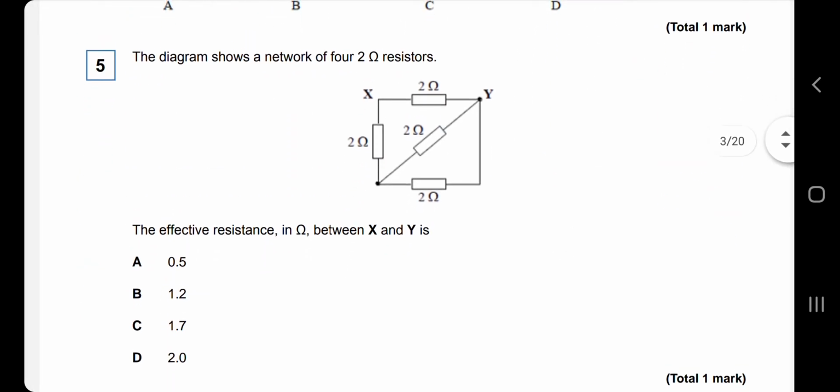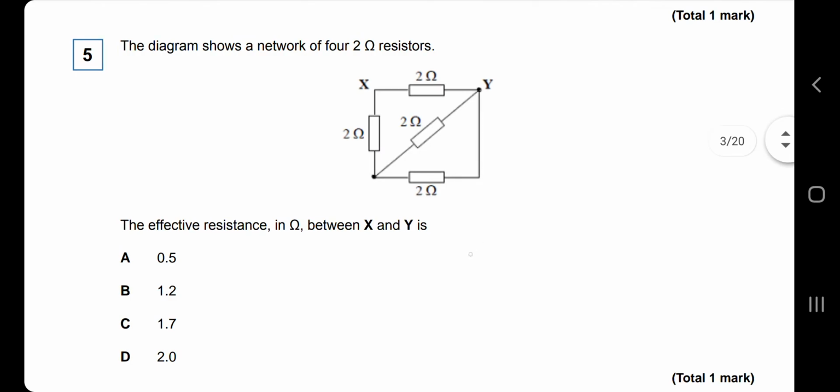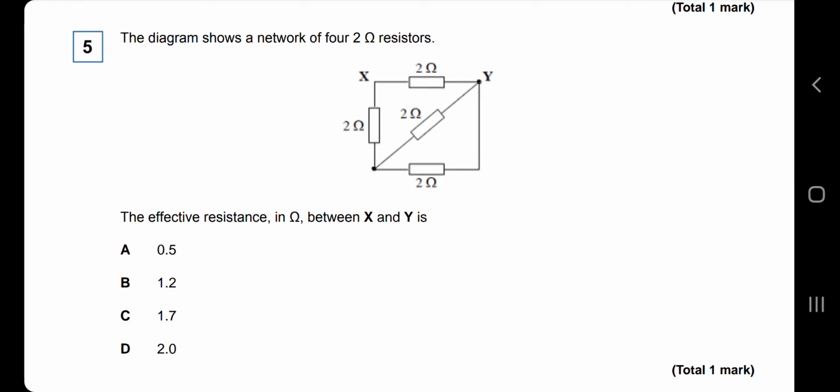Let's move on to the next one, number 5. These can be quite tricky. What you have to do with these questions is to redraw them. So the diagram shows a network of 4 2-ohm resistors, as given, and it says the effective resistance in ohms between X and Y is. So essentially what we do is we have X as a starting point and Y as the finish point. So what I'll do on the right hand side here is redraw this circuit in a manner that's more familiar.